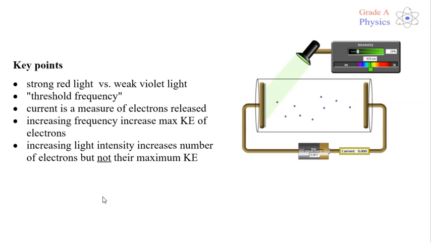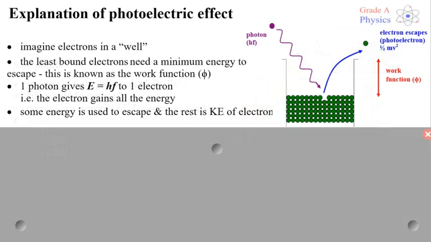So we're going to put all of this together and look at a quantum explanation of this process. Okay, let's consider an explanation of all these effects that we've seen. So we're going to imagine that the electrons in the metal are in a potential energy well, so they require some energy to release them to the surface.